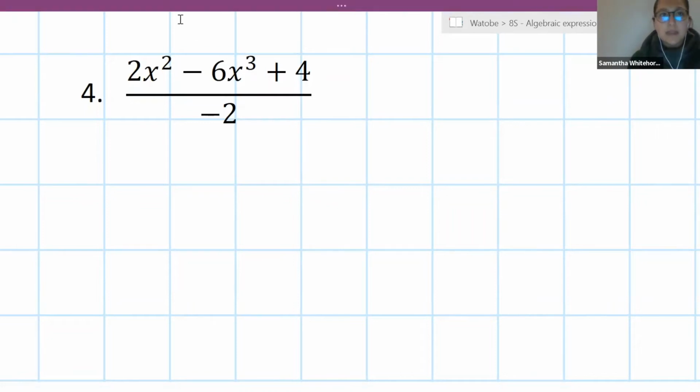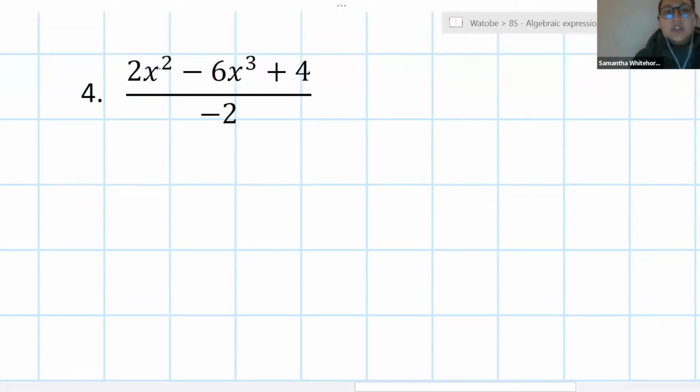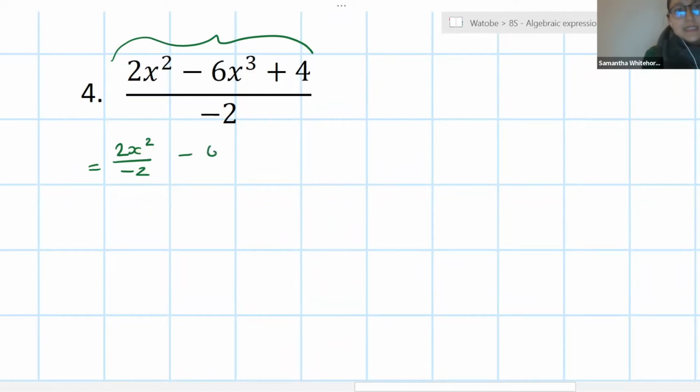So what I mean by that is that each of these 3 terms in my numerator, I can actually write as separate fractions over the -2. So this can be 2x squared divided by -2 minus 6x cubed divided by -2 plus 4 divided by -2. And that's really helpful to us because now, rather than stressing about not having like terms in the numerator, if I deal with each fraction individually, I can now simplify.